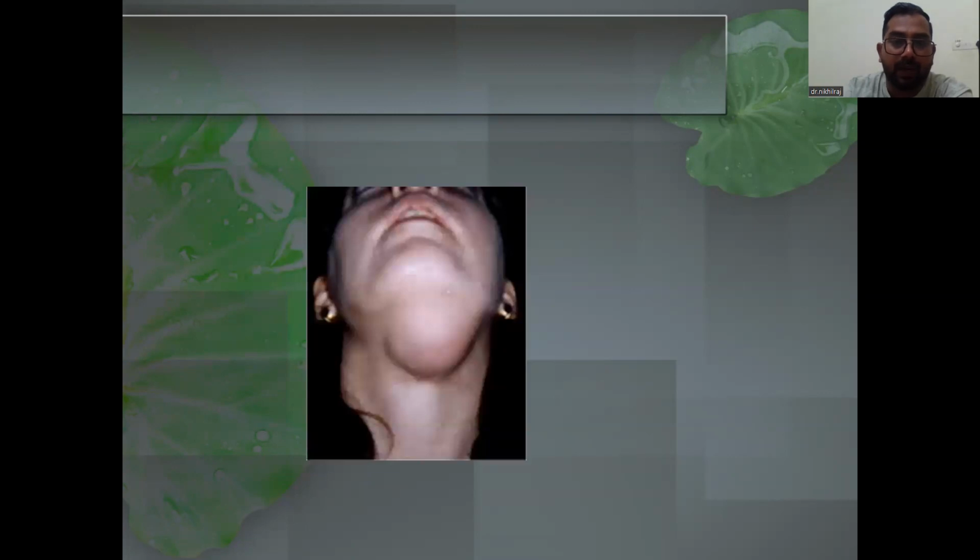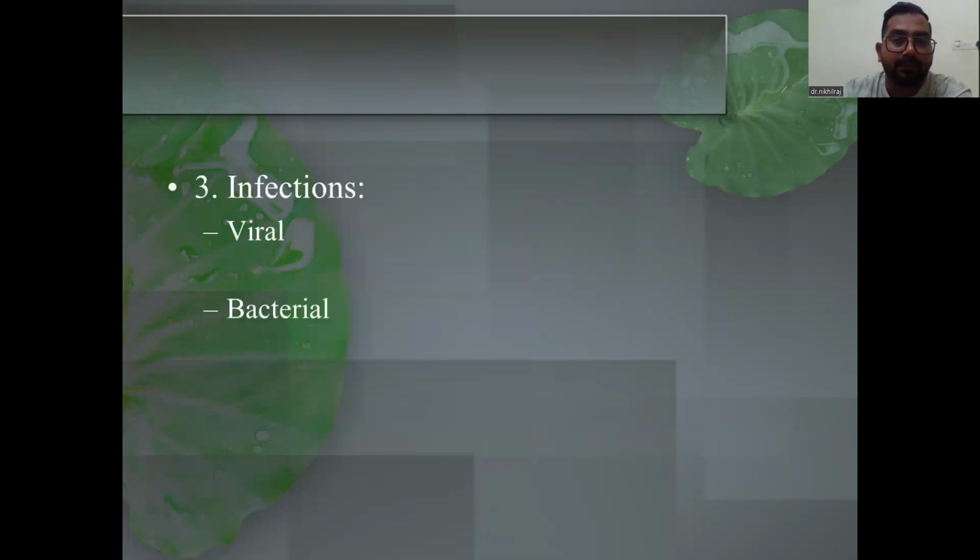So this is a ranula. Most of the time it is sublingual, affecting the sublingual salivary gland, and most of it has a frog belly appearance. It is a fluctuant mass seen on the lower part of the tongue, and difficulty in opening the mouth and dysphagia are the main characteristic features of ranula.